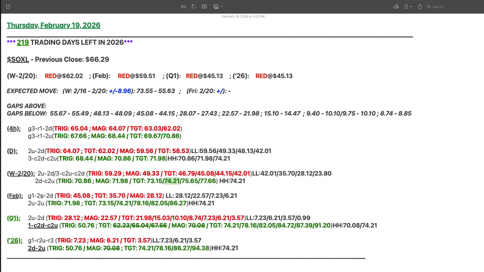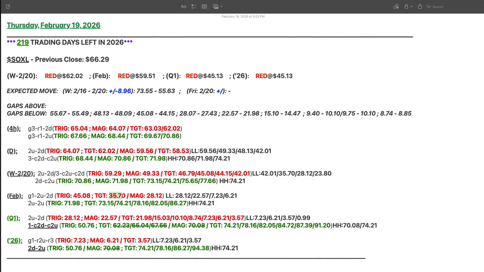On the month, we are inside as well. Again, protecting against that 1 2 up 2 down. Got to stay above 45.08. As long as we're above 45.08, we're okay. But if we do trigger that, if we go below 45.08, magnitude of that move is 28.12. So that's another decent move.